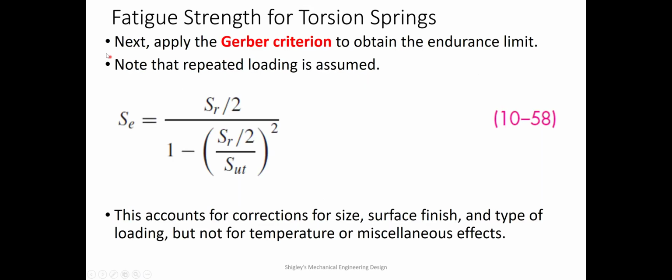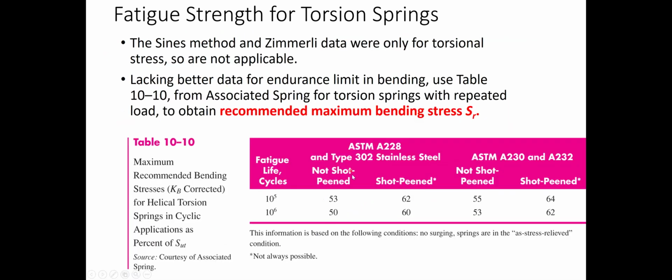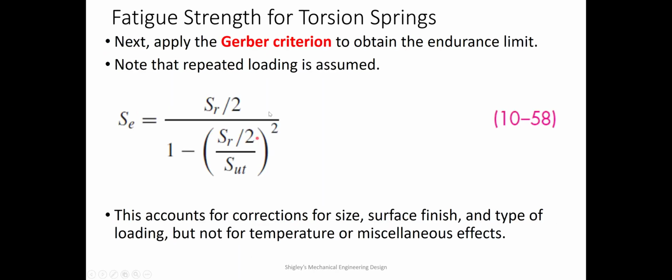Now next we can apply Gerber's criteria to obtain the endurance limits, and repeating loading is assumed. What is repeating loading here? We can find it from this table, and plug in here, here, and here. We get the endurance limit. This accounts for corrections for size, surface finish, and type of loading, but not for temperature or stress-raising effects.